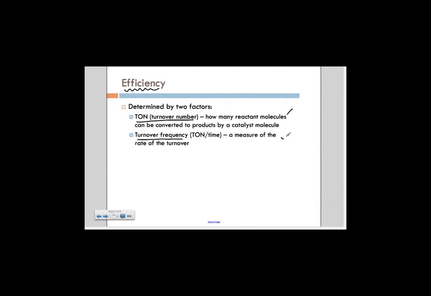The other factor you need to consider is turnover frequency, which is how fast that catalyst can generate the product. Once again, this is essentially a measure of rate, and you want this to be as high as well. A lot of times maybe you'll go higher in temperature to increase your turnover frequency, but that might lower your turnover number. You're usually fighting a balance between these two.